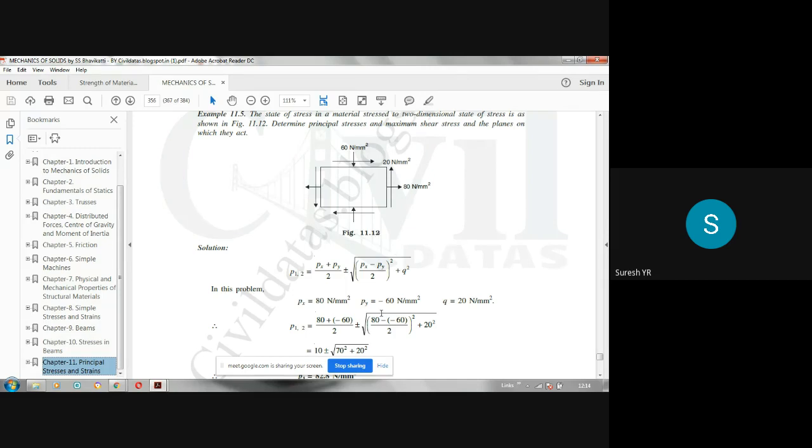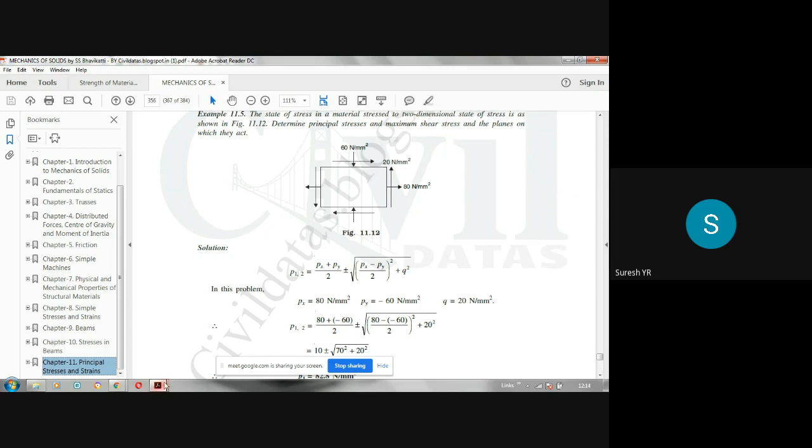This is how it is solved using analytical method. Only thing is here it is written as Px, Py. Px is 80, Py is minus 60, minus 60 because it is compression. Px is tensile, plus 80, and instead of tau it is Q here, 20. So for the same problem you write down sigma x 80, sigma y minus 60 because compression, tau 20. The question is to find the principal stresses, maximum shear stress and the principal plane.